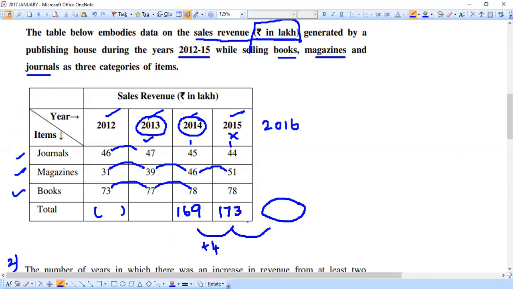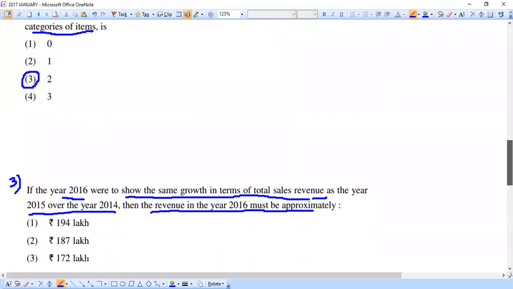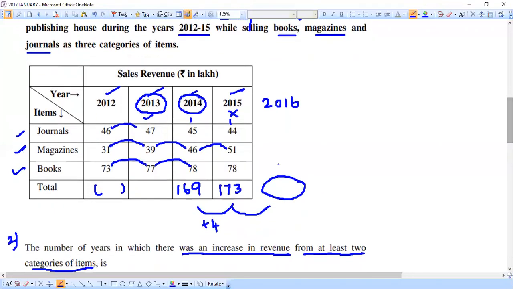And the same trend is continued for the year 2016. This is what is posted in the question. If you want, we can even come back to the question. You can see it here. If in the year 2016 we have the same growth in terms of the total sales revenue as the year 2015 over 2014, so if the same growth we observe from 14 to 15 is done here, then what would be the revenue?